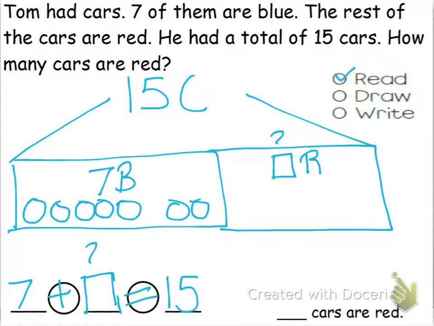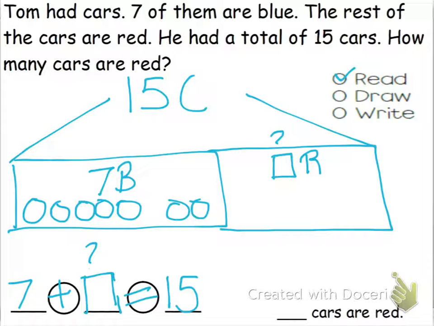Now, how are we going to figure out how many are red? We know there's 7 blue and 15's our whole. What can we do to figure it out? Ooh, I got it. We can count on. We can put 7 in our brain, and we can keep on adding circles or X's until we get to 15. Since we're counting on, I'm just going to do X's for this. So I'm going to put 7 in my brain, and I'm going to count on.